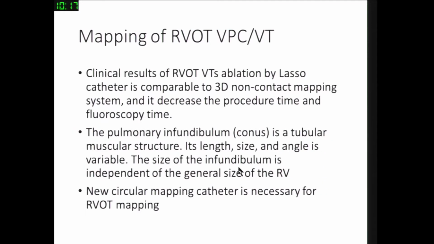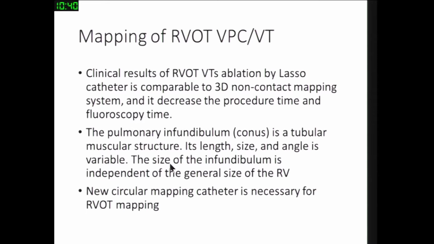So the clinical result of RVOT VT ablation by lasso is comparable to the 3D non-contact mapping system, and it decreased the procedure time and the fluoroscopic time. And the pulmonary infundibulum is a tubular muscular structure, and its length, size, and angle are variable, and the size of the infundibulum is independent of the general size of the RV.